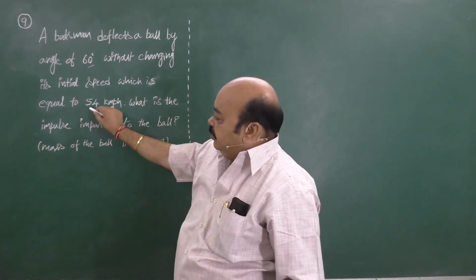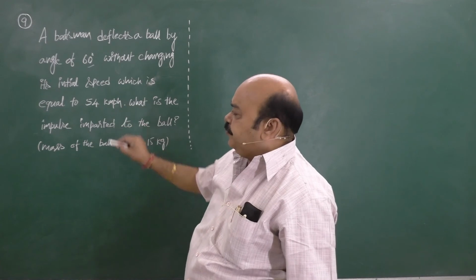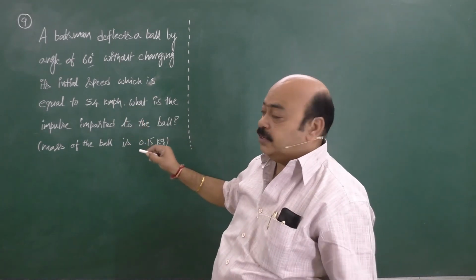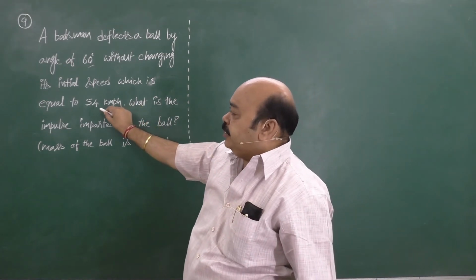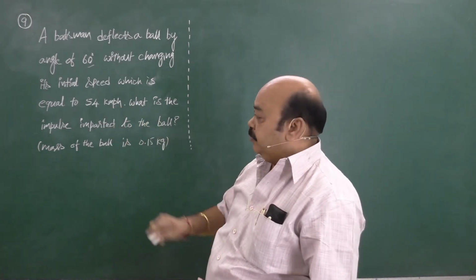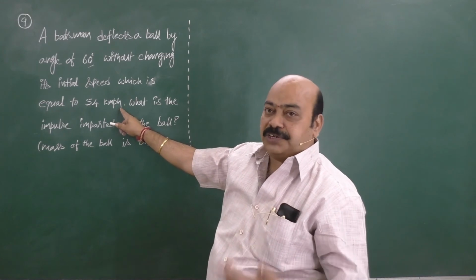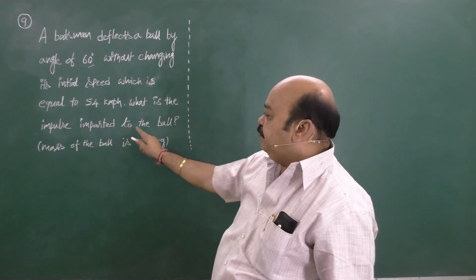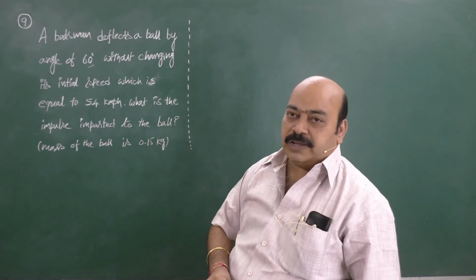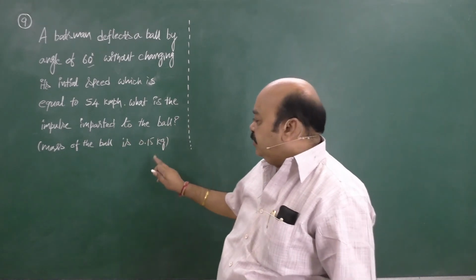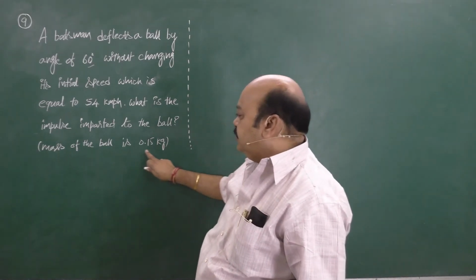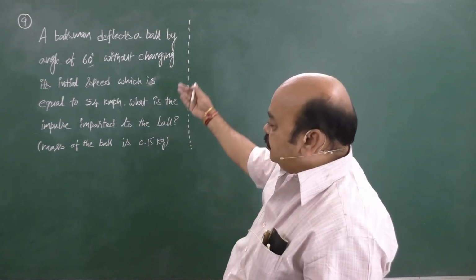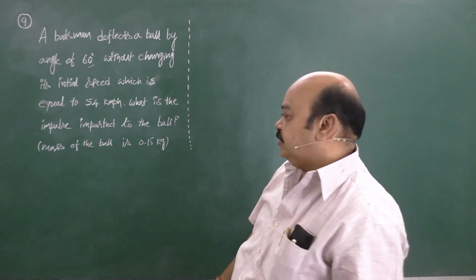Okay, the initial speed is equal to 54 km per hour, kmph. It's a different expression used for velocity. Mind it, it is not SI unit, we have to change it. Now what we want, what is the impulse imparted to the ball? Now we have to calculate the impulse imparted, and one more information is mass of the ball is given as 0.15 kg. Right, let us list out the data given.